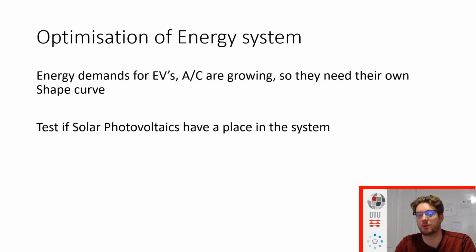In this exercise, we will be working with optimization of the energy system, which means we are starting from a very different start set than in the other exercises. Here, we have a situation where the energy demands for EVs and air conditioning are growing. So they will need their own shape curve, where otherwise they have been on just a generalized shape curve in the model. Then also we will need to include solar photovoltaics, PV cells, to see if they have a place in our system. In other words, to see if the system will recognize solar photovoltaics as a good technology and will choose to invest in them.